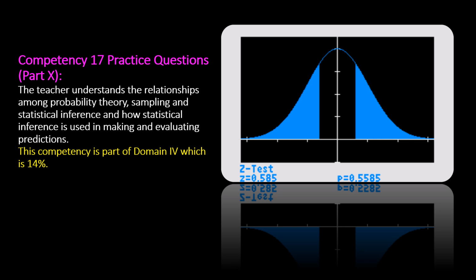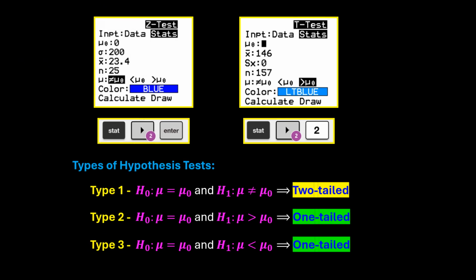Welcome to Part 10 of our Competency 17 practice. In this video, we will solve problems relating to null hypothesis and alternative hypothesis. On the TI-84, this will be your Z-test or your T-test.